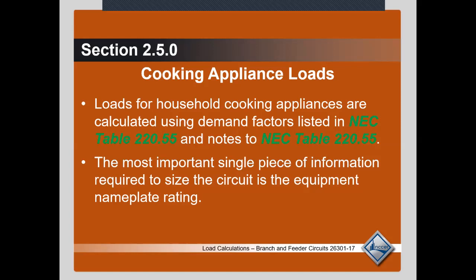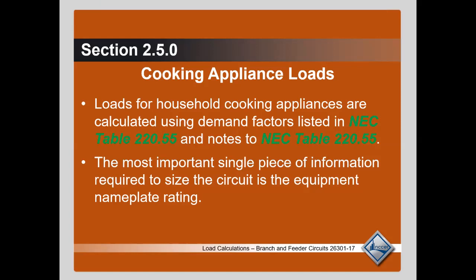All right. Loads for household cooking appliances are calculated using demand factors listed in NEC Table 220.55. So go ahead and open your code book to 220.55. It's going to talk about your ranges, and it's going to tell you how many ranges, and if it says this many ranges, then it's going to be rated at this load. There it is.